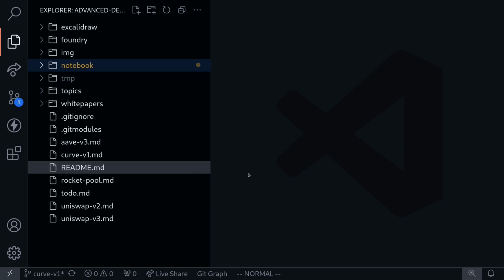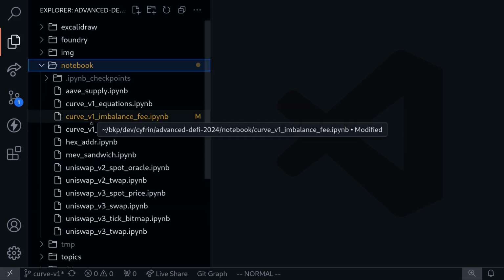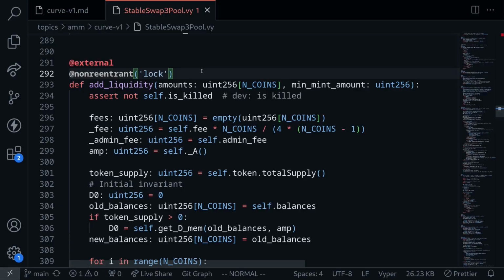Now, if you also want to experiment with this script, first go over to the project repo. And from here, click on a folder called Notebook. The code that you just saw is called Curve V1 Imbalance Fee. Now, to execute this script, you'll need to install Jupyter Labs and Python. The function add liquidity is called to add tokens into Curve V1's AMM. For the inputs, it's going to take in the amount of coins to put in and the minimum amount of LP token to mint, mint amount.